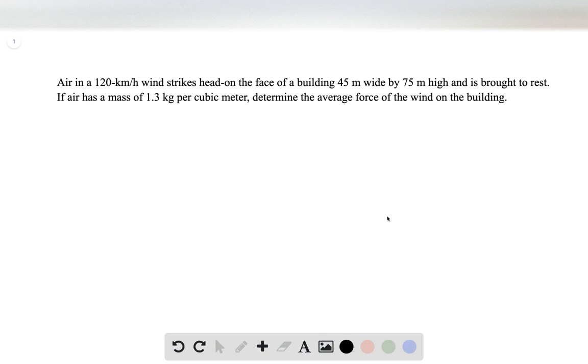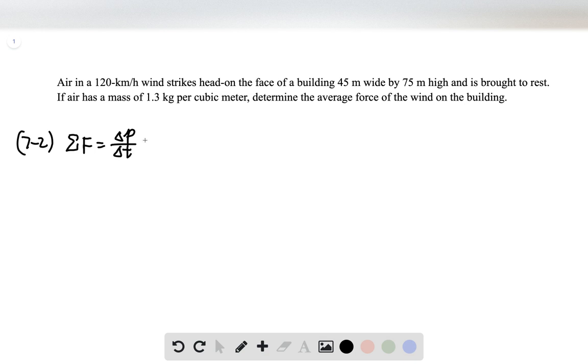So in this question, we have a wind that is striking the surface of the building and brought to rest. And we want to know what is the average force of the wind on the building. And again, because this is a question that involves force, we want to use the momentum form of Newton's second law. So this is equation 7.2 of section 1.